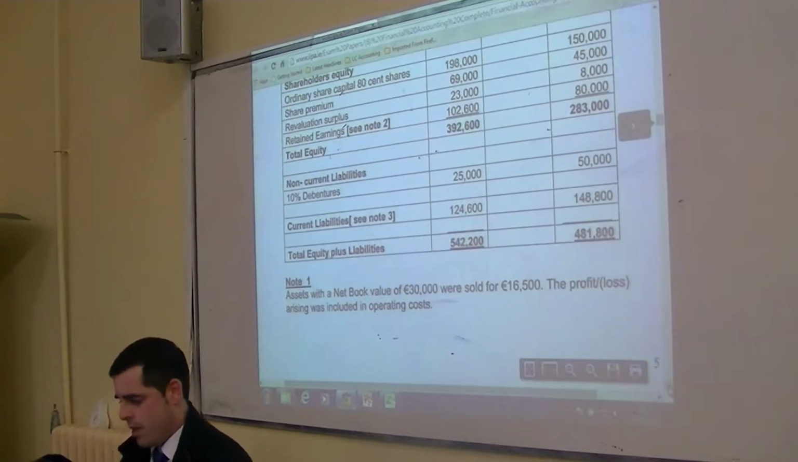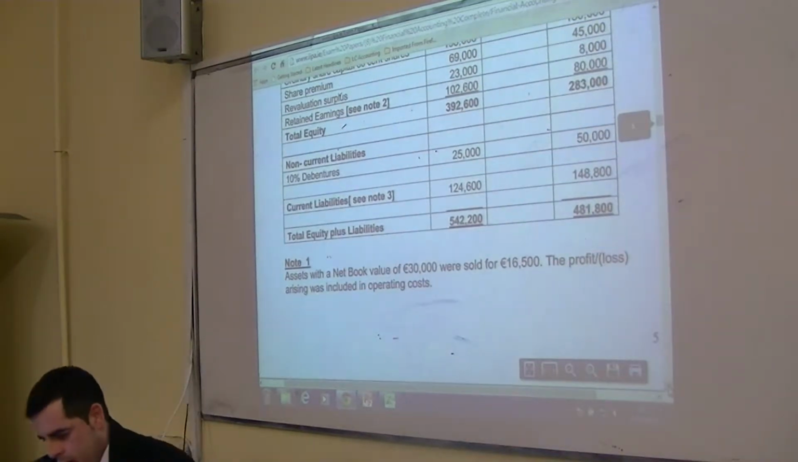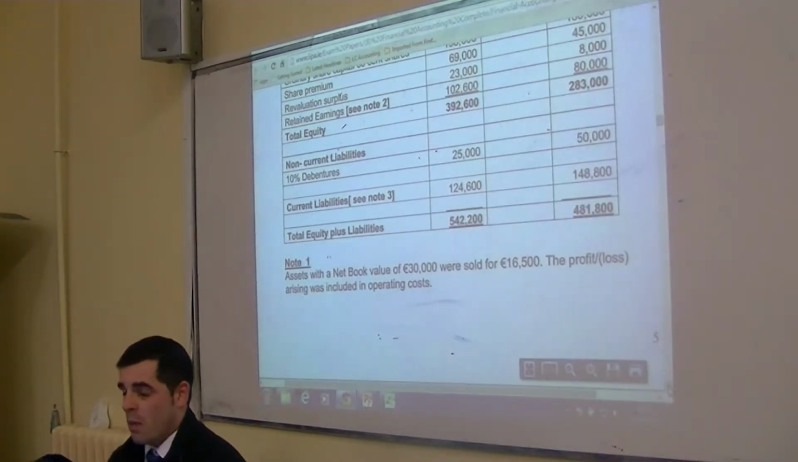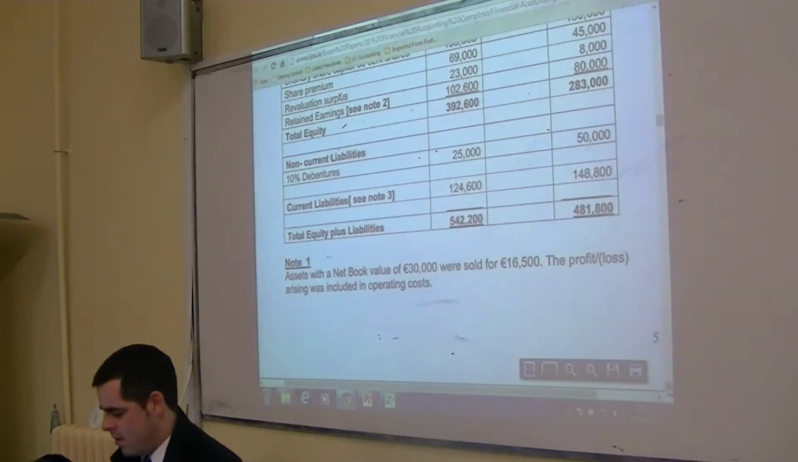So if we look at the notes then, note 1, assets with a net book value of 30,000 were sold for 16.5. The profit and loss arising was included in operating costs, so basically in our profit and loss account. So the net book value of 30, it was sold for 16.5. There's no real work in there because we have a net book value. Obviously if it was worth 30 and sold for 16.5, that's a loss of 13.5.